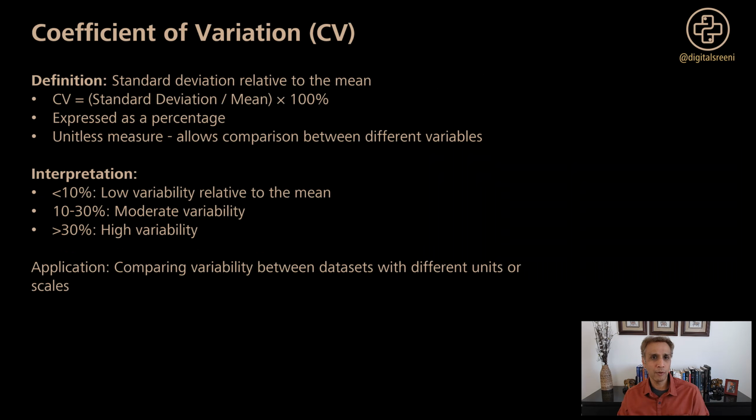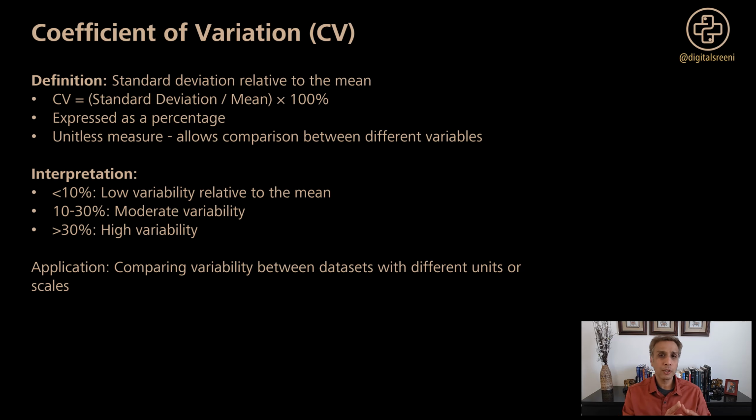And now if you look at the coefficient of variation, this is another common value, just like mean and standard deviation. The coefficient of variation is basically the standard deviation relative to the mean: you take your standard deviation value, divide by the mean, and show it as a percentage. That's it. And why is it useful?